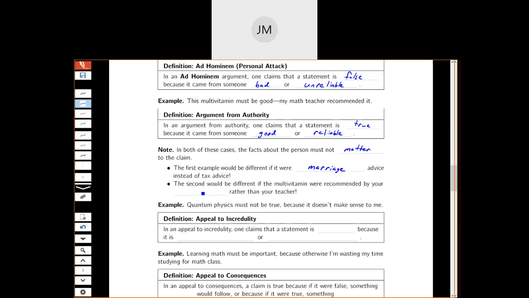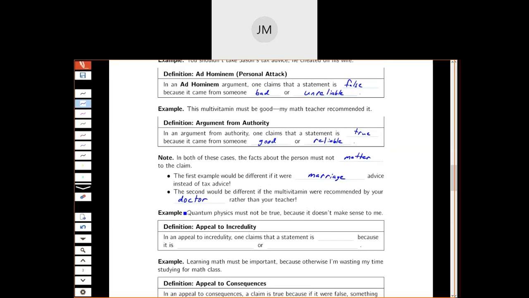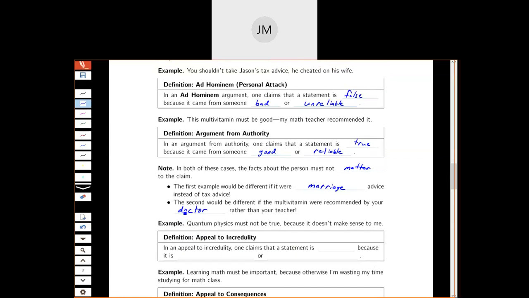In the second example, if I say this multivitamin is good, my math teacher recommended it, but instead of your math teacher, it was, say, your doctor or a nutritionist who recommended it, then again, that's relevant. If your doctor recommended it, that would not be an argument from authority, the logical fallacy. That's saying this person is an expert in that field. They have specific knowledge, so when they recommend something, it's based on their knowledge of that field.